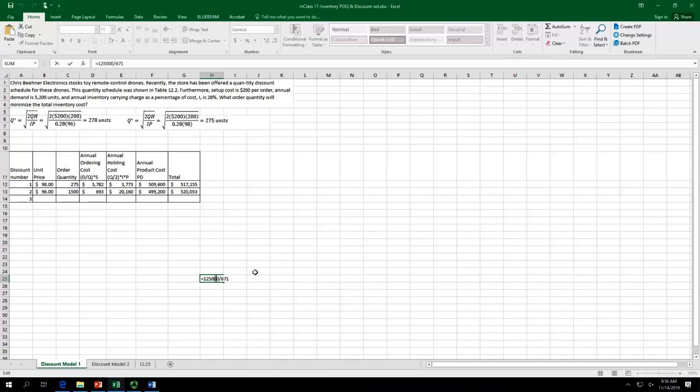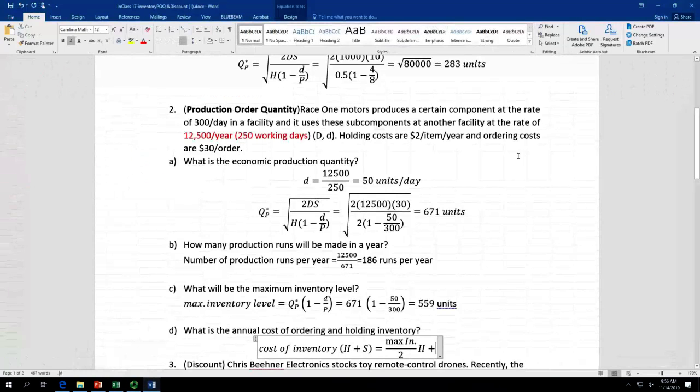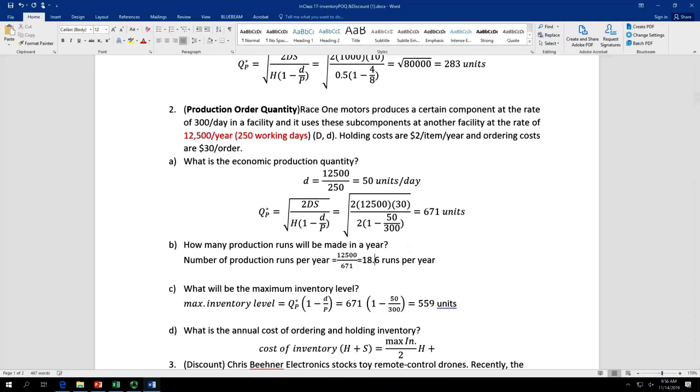Oh, my calculation, I have more zeros. It's 18.6, so we need to change this number. Here it is 18.6, it's not 186. So every year you need 18.6 runs, and then that means you need to count all of the ordering cost.